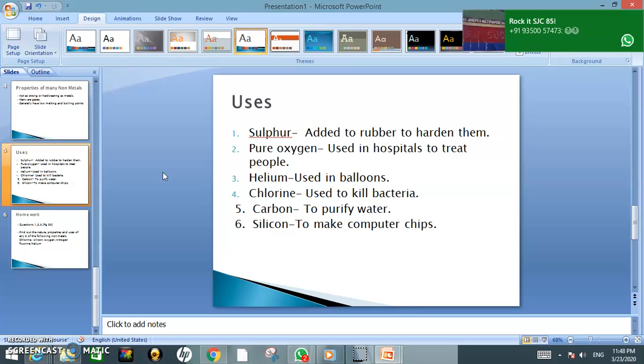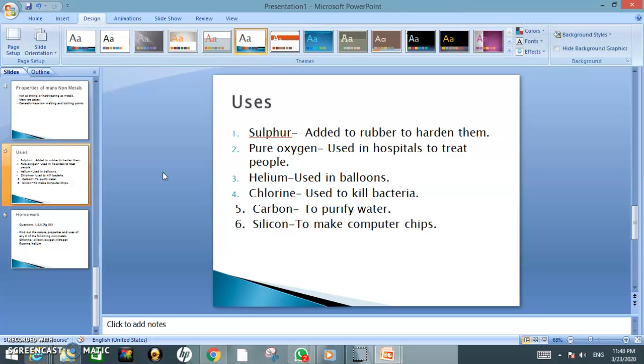The 5th one is carbon. Now carbon is used to purify water. There are many other uses today. They have started using this scientific concept to make toothpastes with carbon, and face washes with carbon, because there it adsorbs the impurities. Adsorbs means all the impurities get attached, not absorbed. I'm saying adsorb. So that's the basic function of carbon. The last of the non-metals is silicon. Silicon, all of you know, is used to make computer chips.